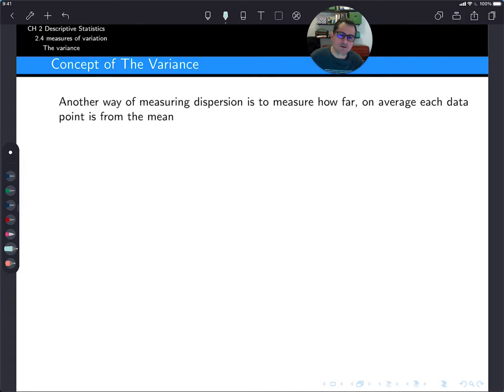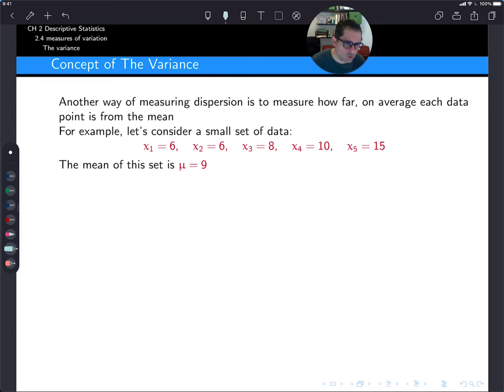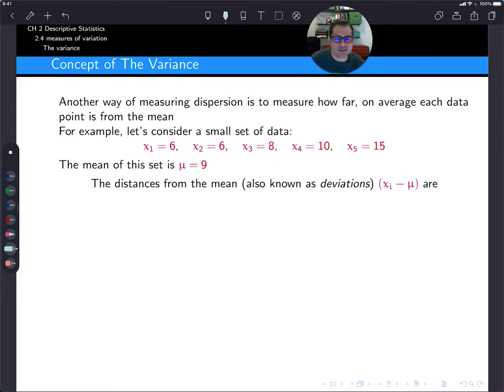But the second idea to talk about how the data is distributed is how far, on average, each data point is from the mean. So this is going to be the idea behind the variance. Before we get to the variance, this is going to be something different. Right now, pretend we have a very simple data set with only 5 numbers: 6, 6, 8, 10, and 15. The mean of these numbers: 6 and 6 is 12, and 8 is 20, 30, 45. So divide 45 by 5, and you get 9.